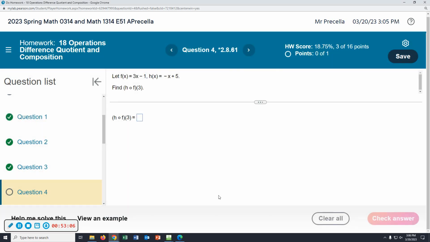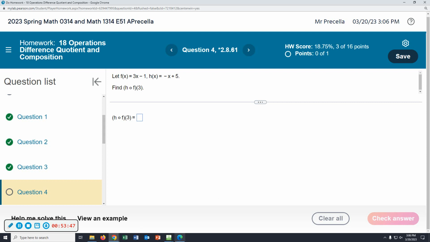Number 4. We're going for almost an hour, and we're ready for number 4. Instead of f and g, it looks like they're using f and h here. We have the function f of x equals 3x minus 1. I know, but it really isn't that hard. Is everything we've done that difficult today, or are we just being long-winded? So f of x is 3x minus 1. h of x is the negative of x plus 5.